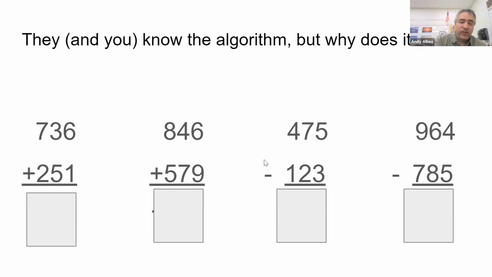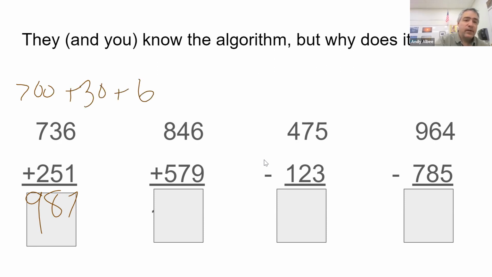And I'm sorry, I put blocks over this to try and move them, but when I'm in slideshow mode, it won't let me move the blocks. But yes, we get the 987. Yes, I do that too, Luella. That's a really good one. I should have put that into here. Say 700 plus 30 plus 6 and the 200 plus 50 plus 7, or sorry, plus 1 to give us 7.